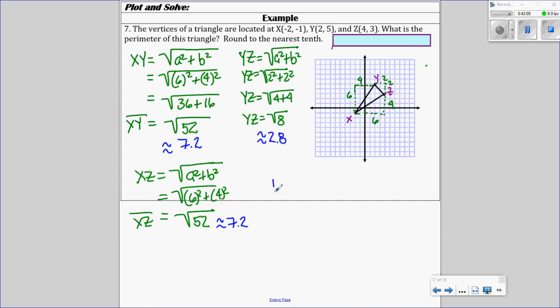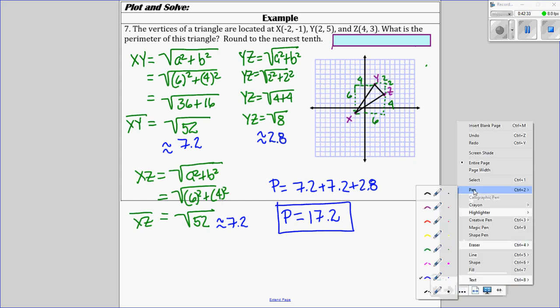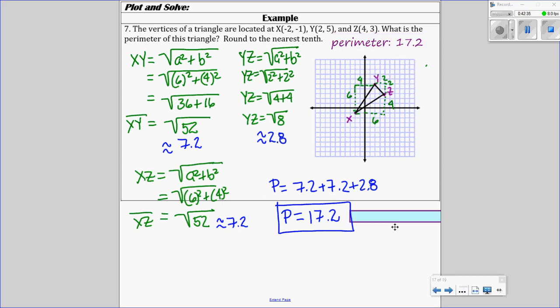So for the perimeter, we're going to add them all up: 7.2 plus 7.2 plus 2.8. So my perimeter of this triangle is 7.2 times 2, because it's twice, plus 2.8, which gives me 17.2 as the perimeter. And select. There you go.